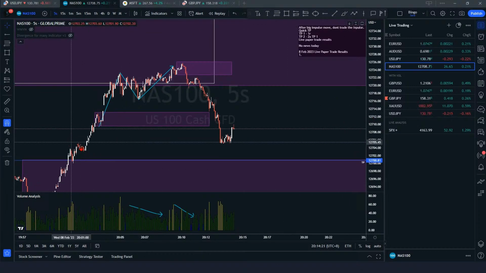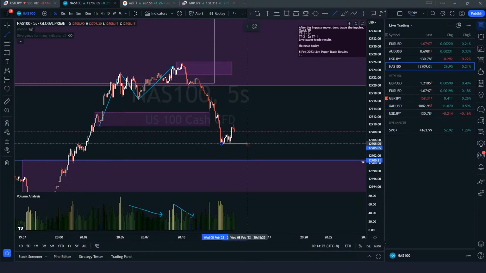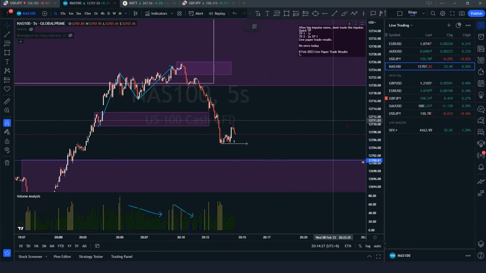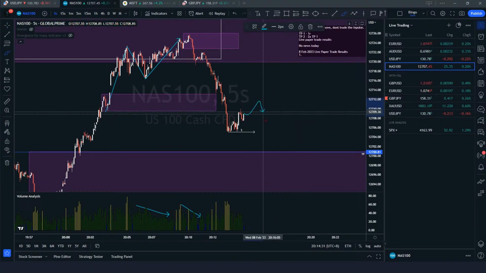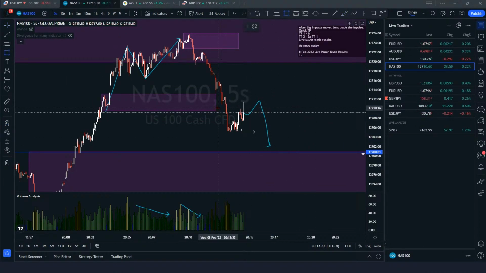Price seems to be resting over here right now. We have equal lows. So what price could do is mitigate this order block over here.